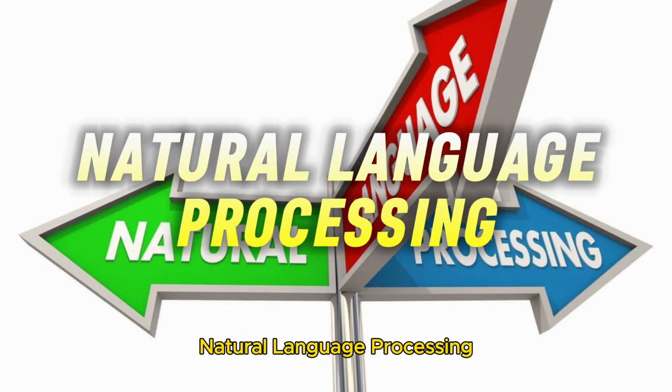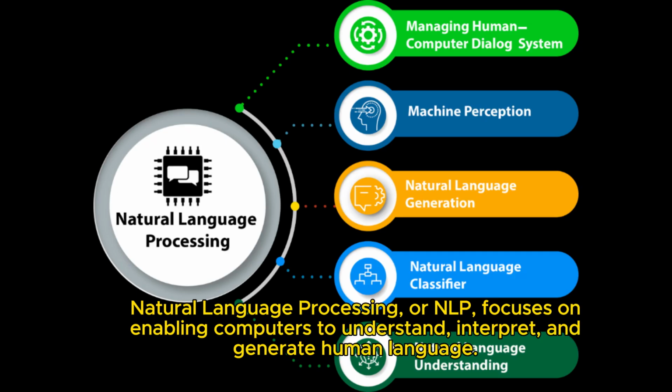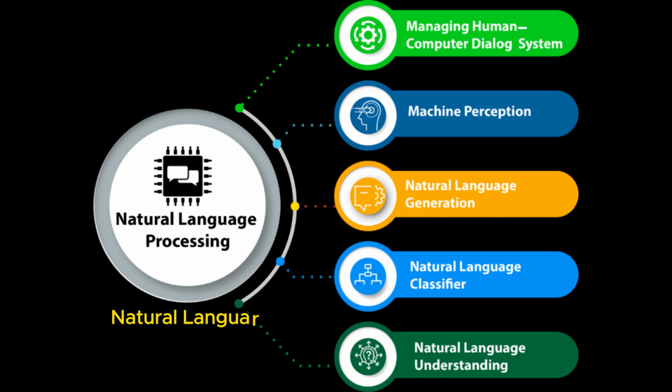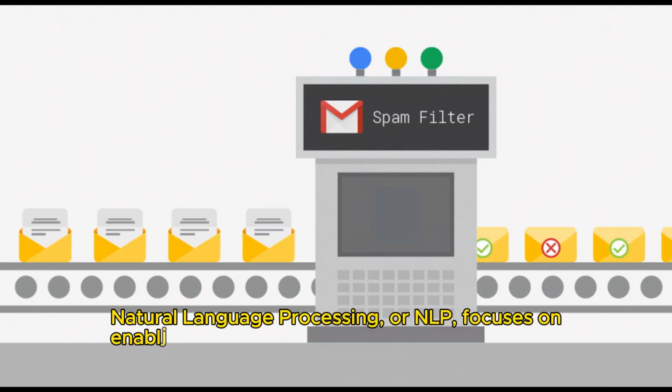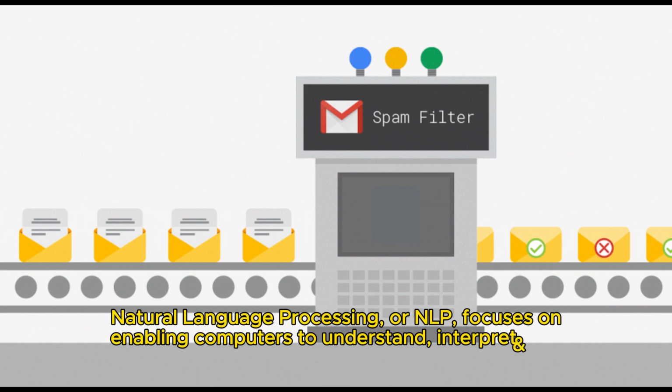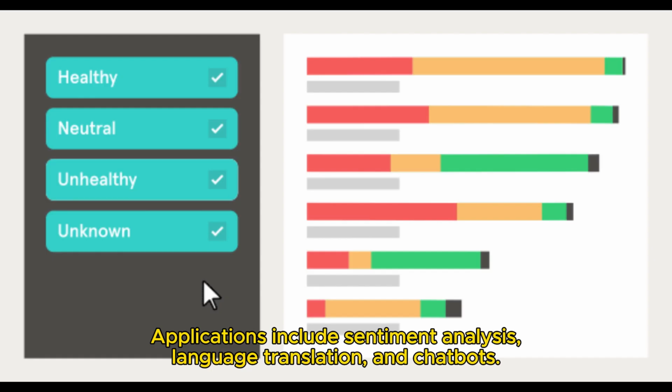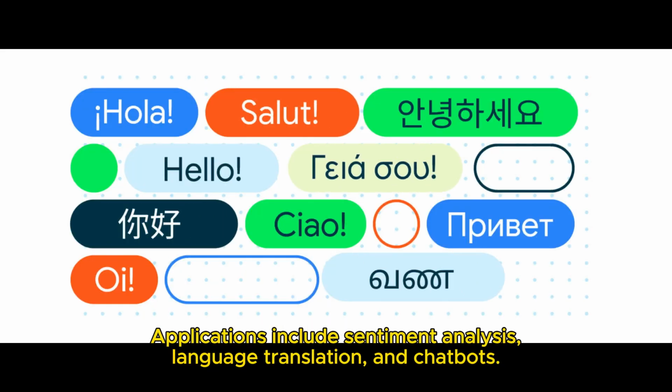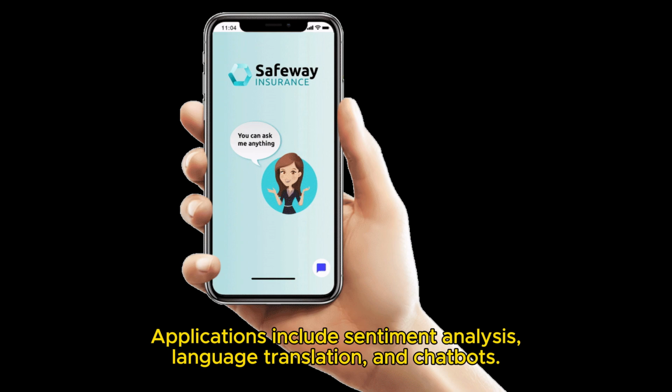Natural language processing. Natural language processing, or NLP, focuses on enabling computers to understand, interpret, and generate human language. Applications include sentiment analysis, language translation, and chatbots.